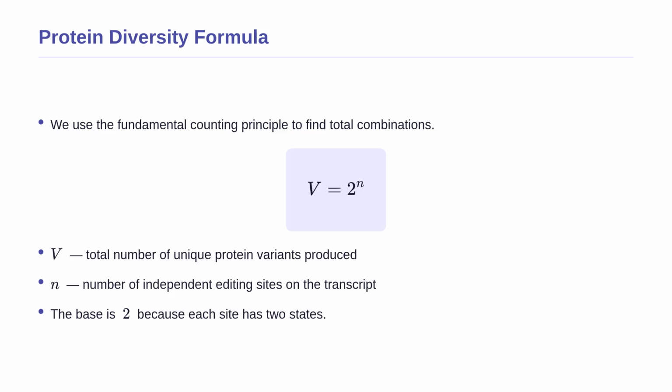The base of the exponent is 2 because, as we just discussed, each individual site has exactly 2 possible states. It is either edited or it is unedited. Physically, as the number of editing sites n increases, the total number of variants V scales up incredibly quickly.